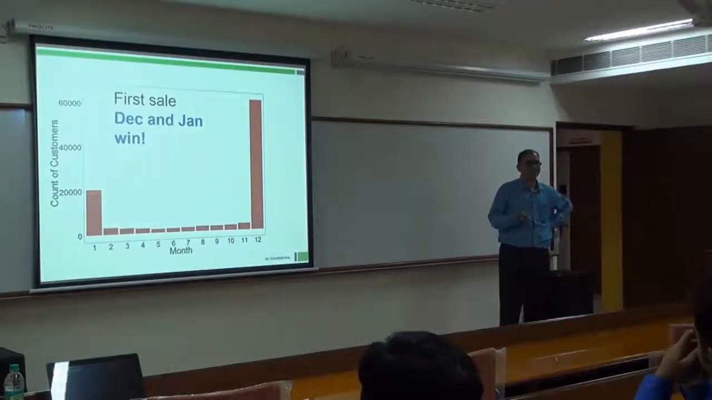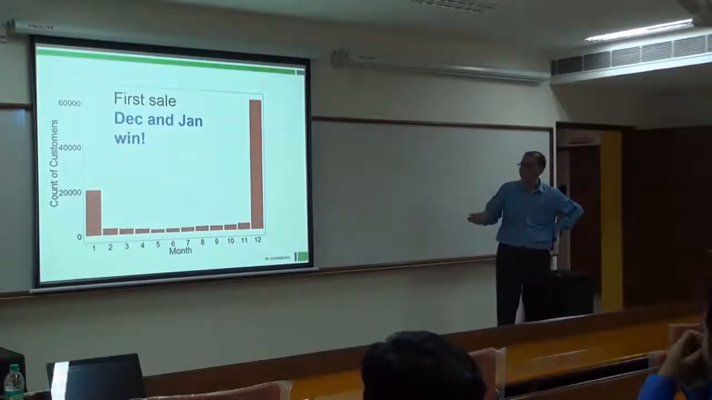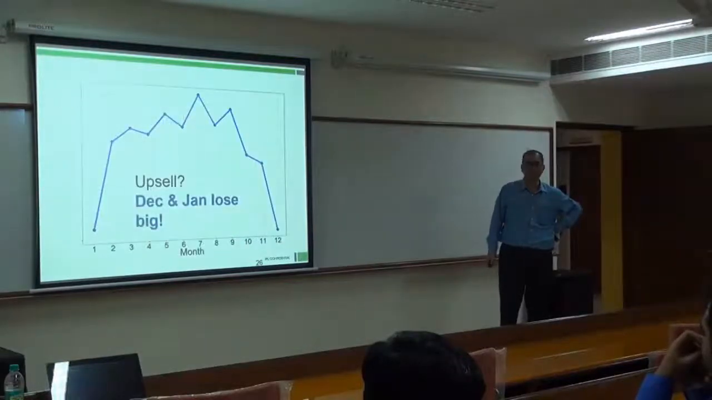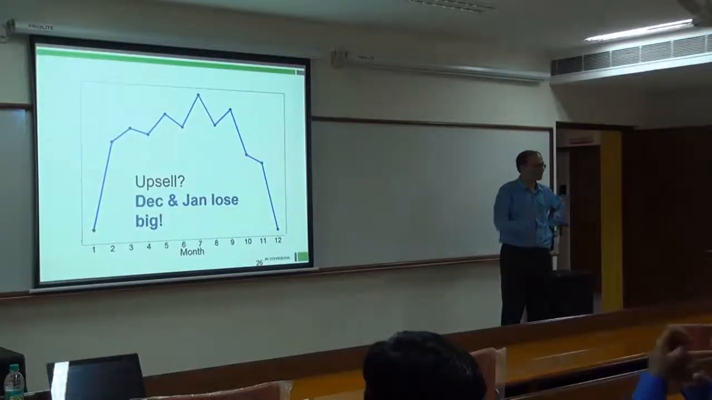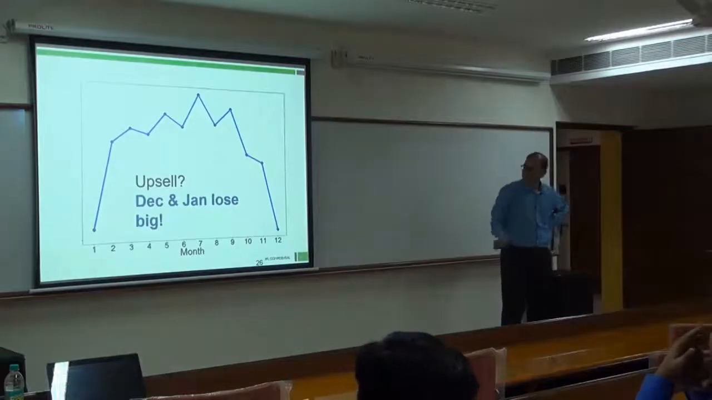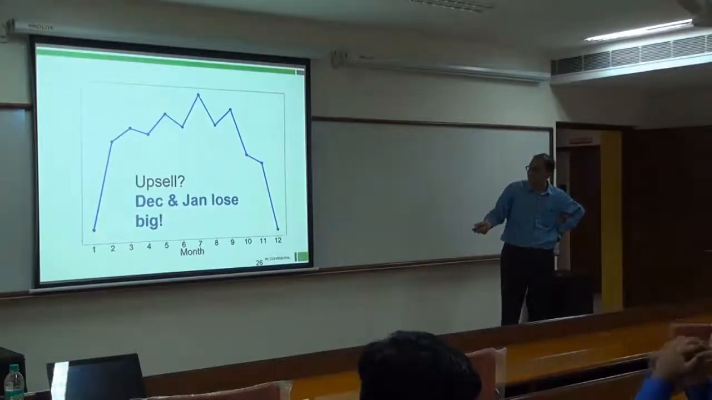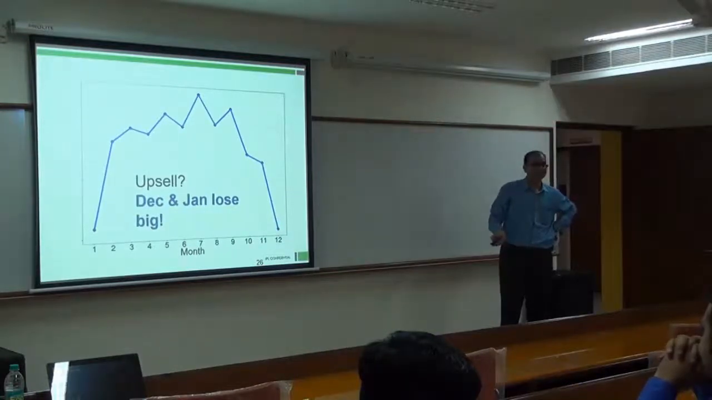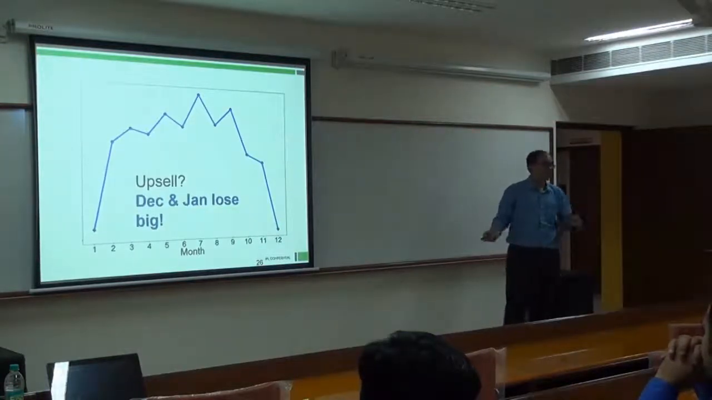So what we said is, okay, first sell in January and December, but what happens to cross-sell and upsell? You are familiar with the terms cross-sell and upsell, later purchases. Actually, those who buy in January and December are the worst guys for upsell. Then when we showed this result to them, summer is your best month if you want to upsell.